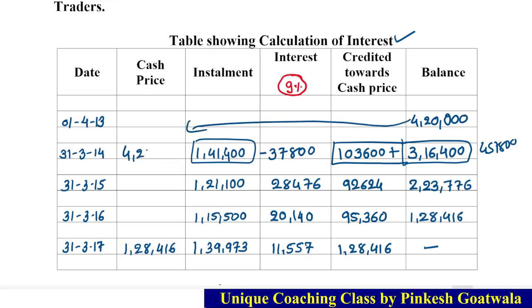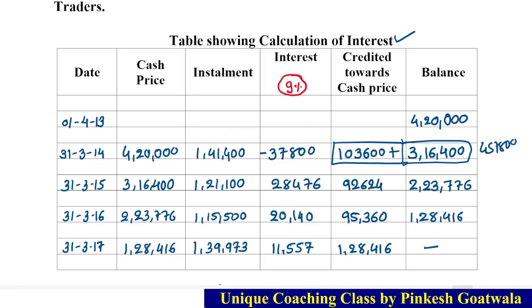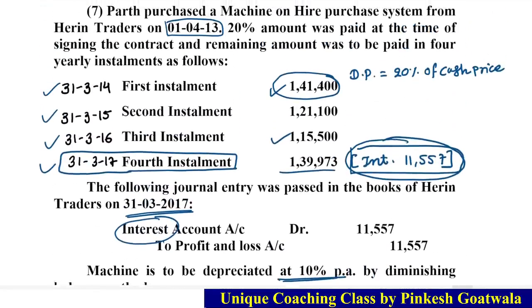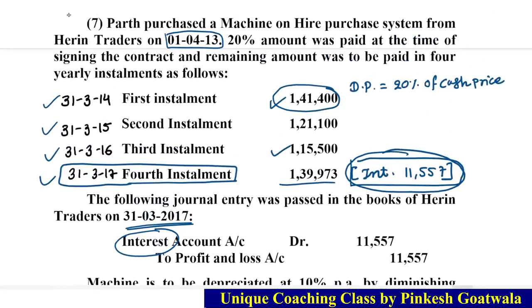Here 420. Then here 3,16,400. Here 2,23,776. Now only the down payment is remaining. So what is the amount of down payment given in the question? In this question they didn't give the amount of down payment, but they told that the down payment is 20% of the cash price. Okay, so we know this calculation, how to complete this.